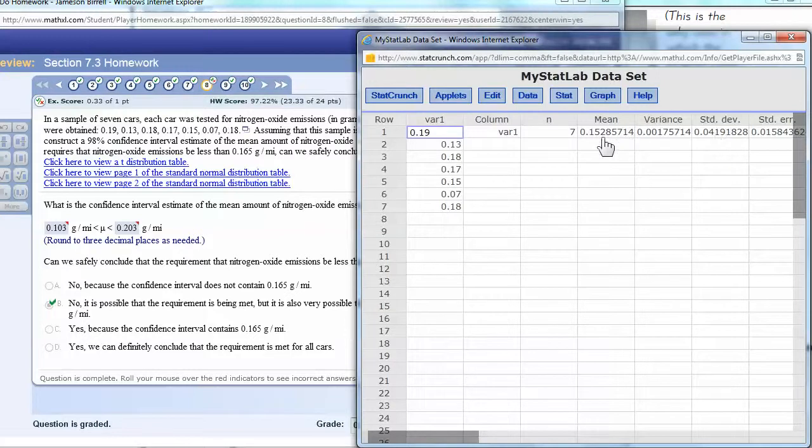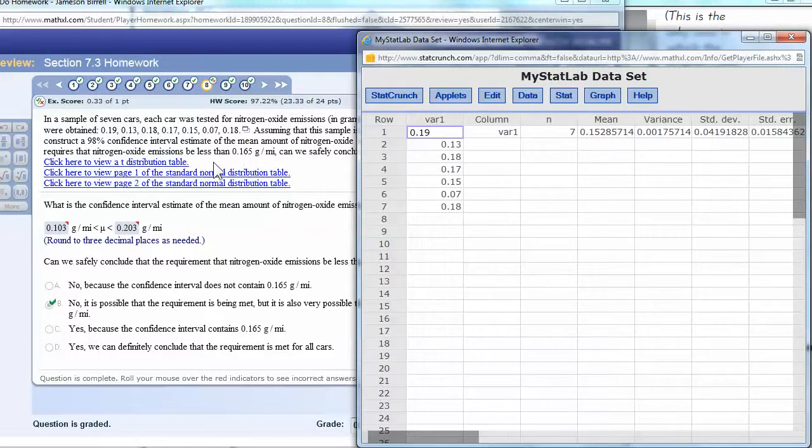And the reason why I care about the mean is because that would be the center of my constructed interval, and the interval is a net that I throw out at the true population parameter, the true population mean, and I see if, with whatever confidence level I have, I can catch that.